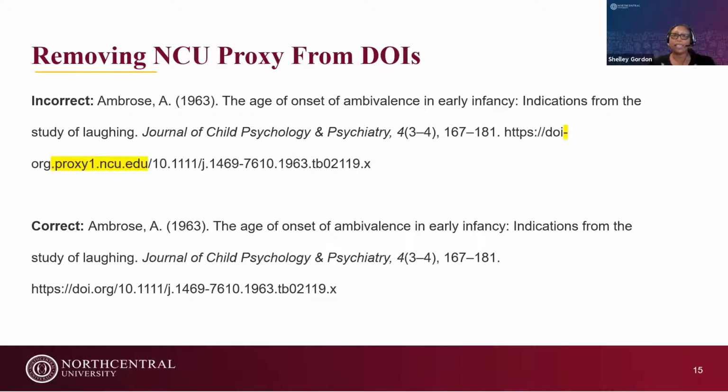So sometimes if you are retrieving a work from Academic Writer, for example, it may include the proxy information in the DOI. So you want to remove that information so that it's not included in your DOI number. So for example here, this is the proxy information, and we want to remove that so that our DOI looks like this. So let me show you.